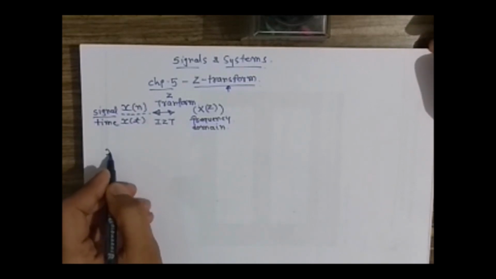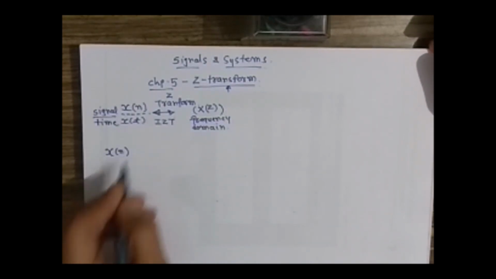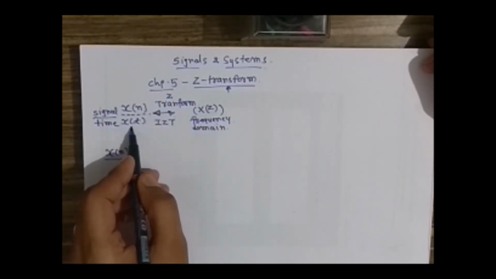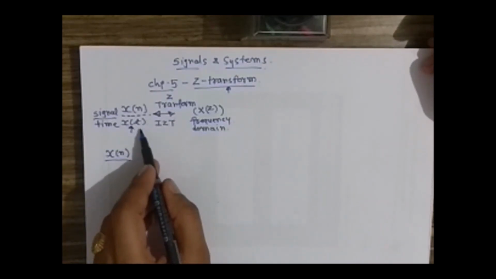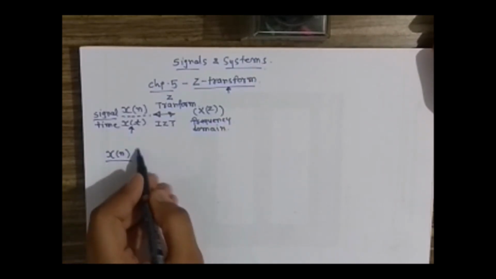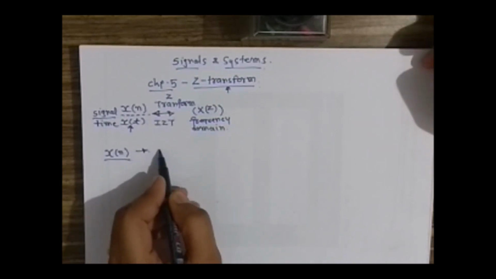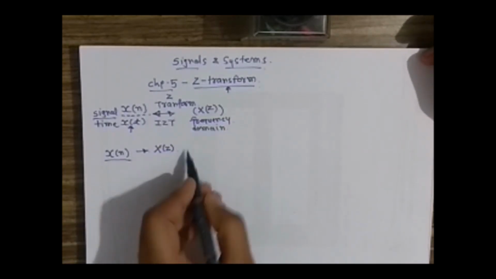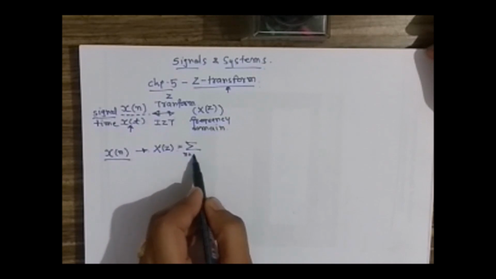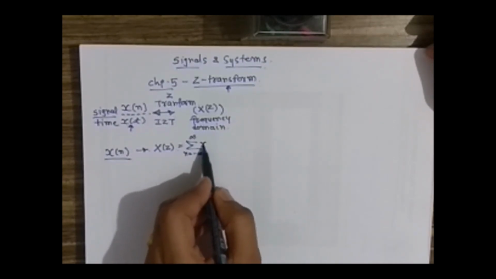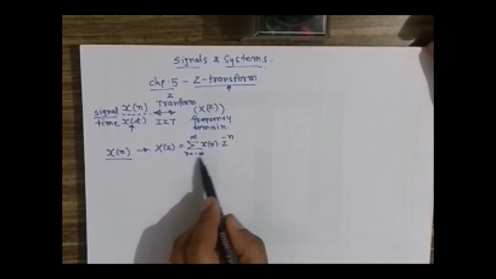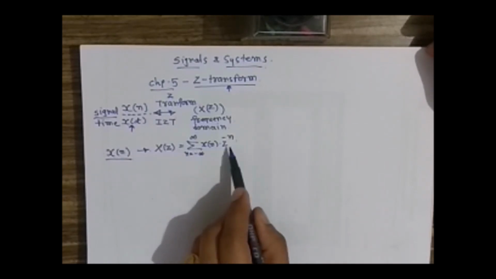So the very first thing, it is applicable to discrete time sequence only. We do not apply the Z transform on a continuous time signal. So x of n is a discrete time sequence. Z transform can be defined as x of z, which is a function of z, equal to summation n equal to minus infinity to infinity of x of n multiplied with z raised to minus n. That is the standard definition of Z transform.